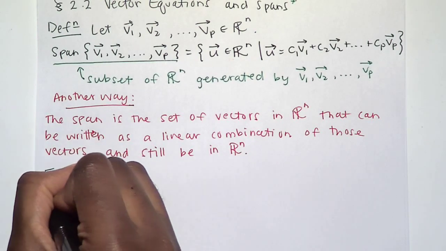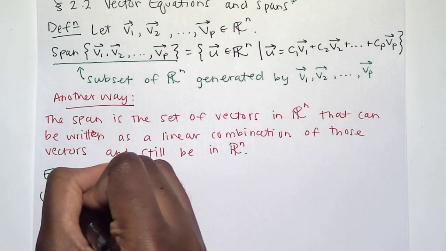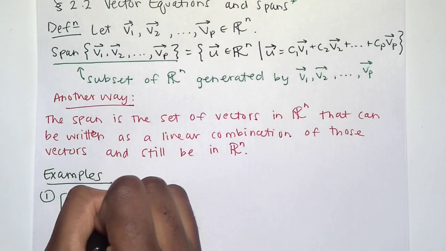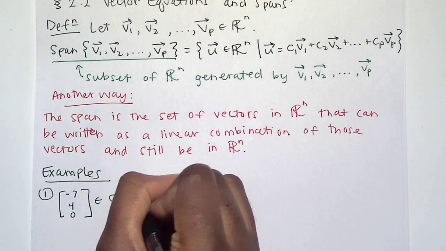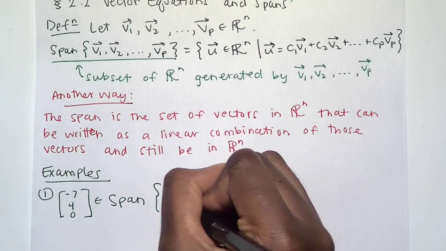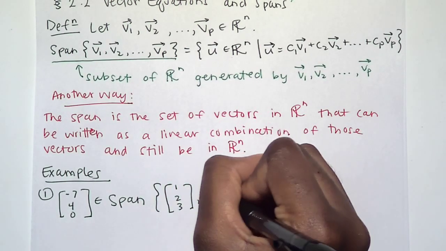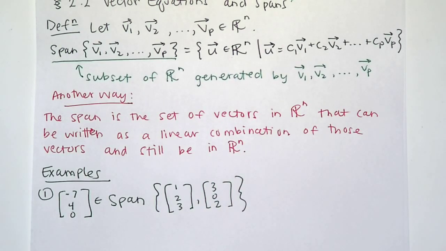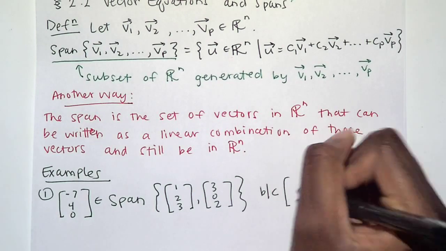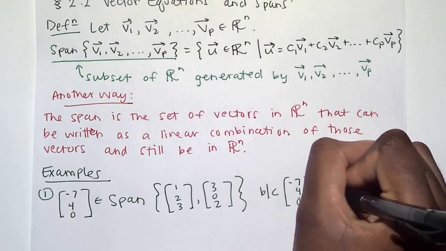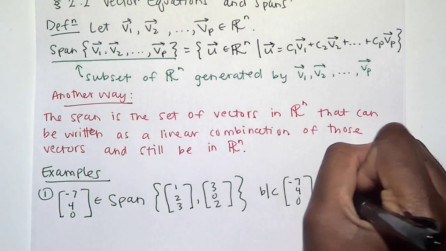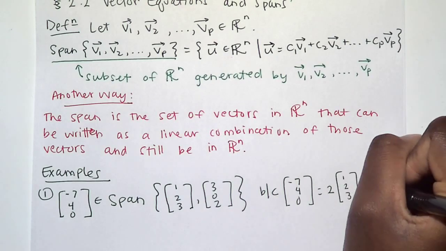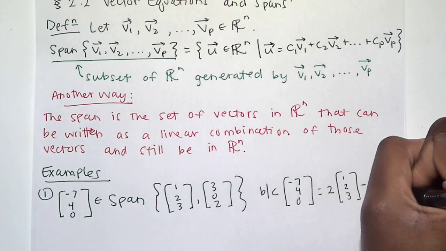All right, first example, let's look at this vector in R3, -7, 4, 0. All right, and I say that this vector is an element of the span of these two vectors, 1, 2, 3, and 3, 0, 2. All right, and how do I know this? Well, it's an element of the span because we can take our original vector, -7, 4, 0, and write it as a linear combination of these two. So we should get -7, 4, 0 by multiplying 2 times 1, 2, 3, and then subtracting 3 times the other one, 3, 0, 2.